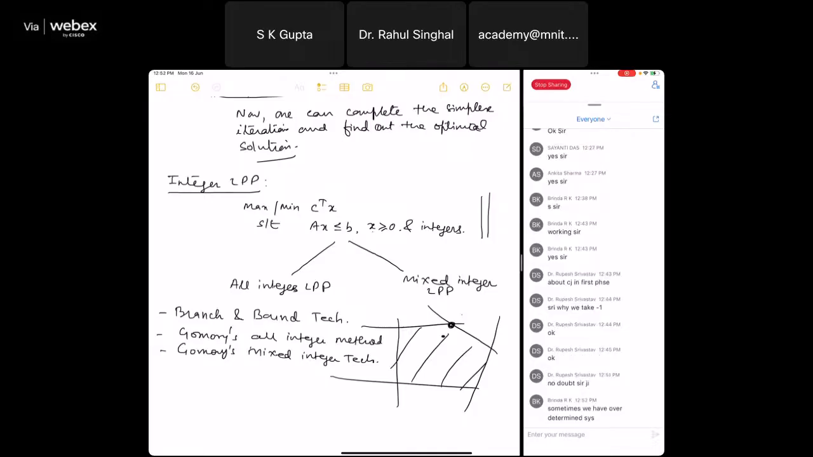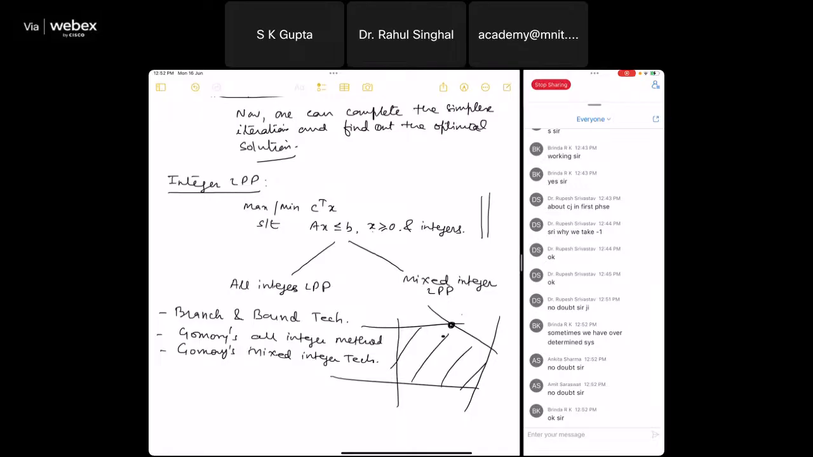Yeah, Brinda, for an overdetermined system, we have a different method. For overdetermined systems, we normally have the least square technique.